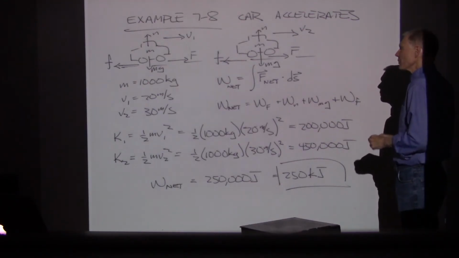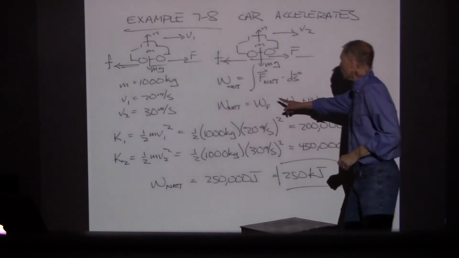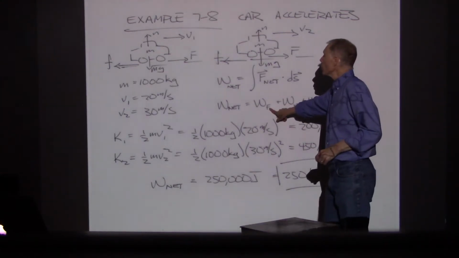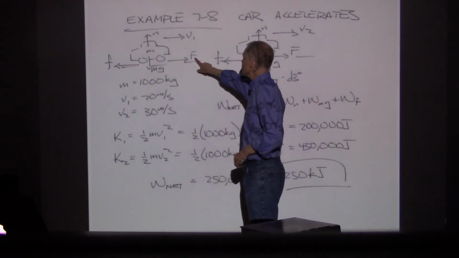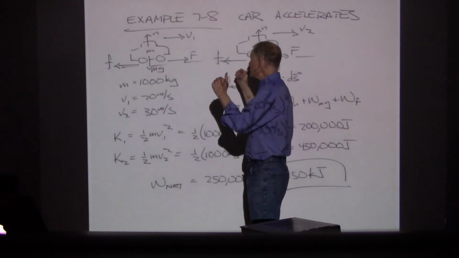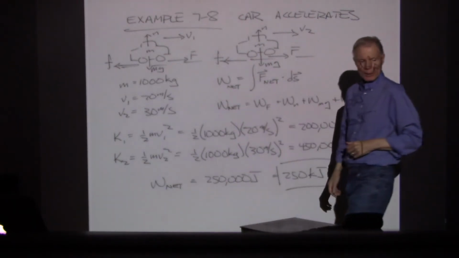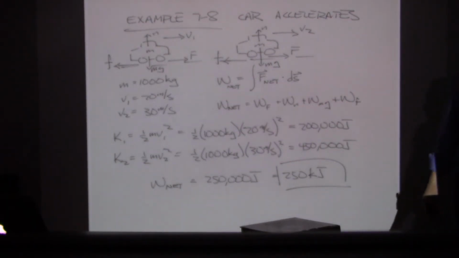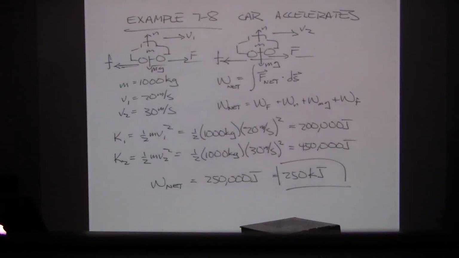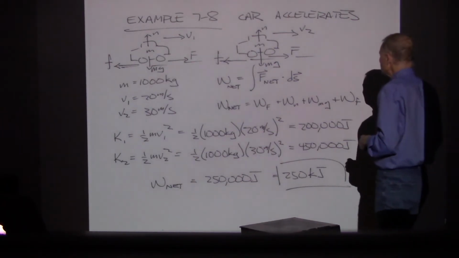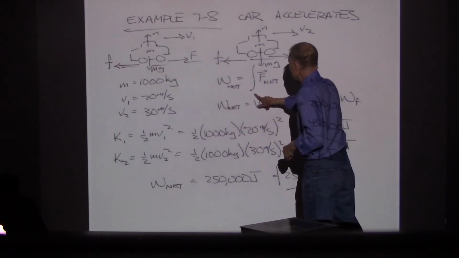This 250,000 joules could only have come from this, because this force that transfers energy in needs to be in the direction of the displacement. So the only one of those forces acting in the direction of displacement is big F, and so that's where the energy is coming from.